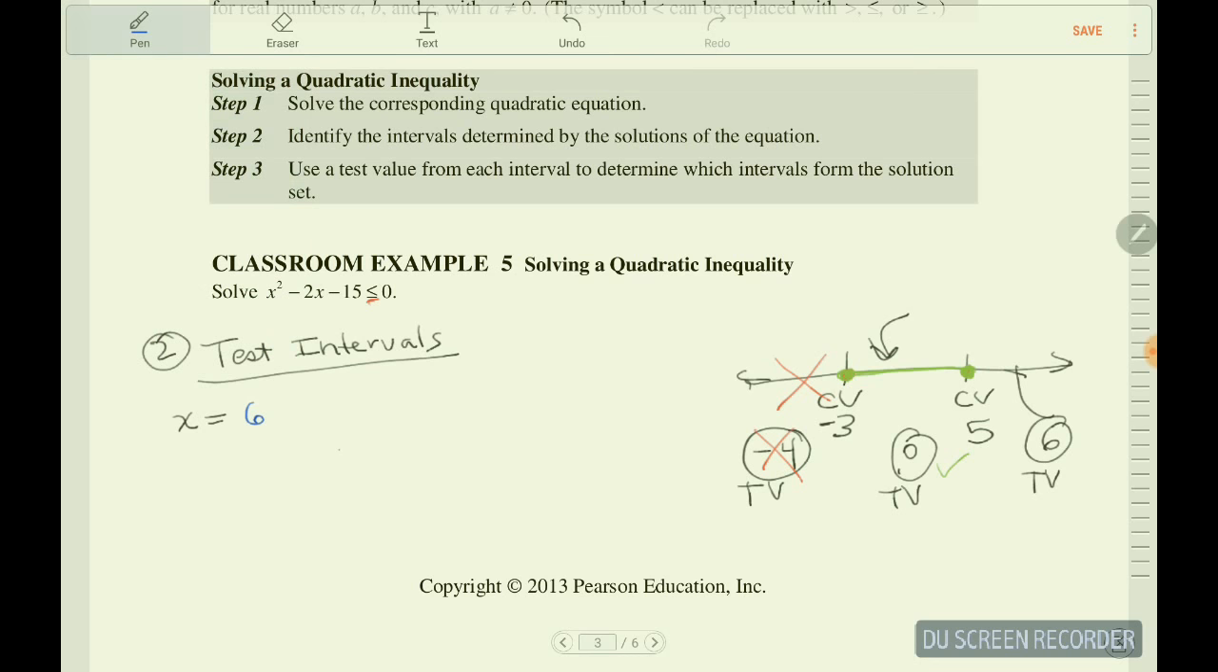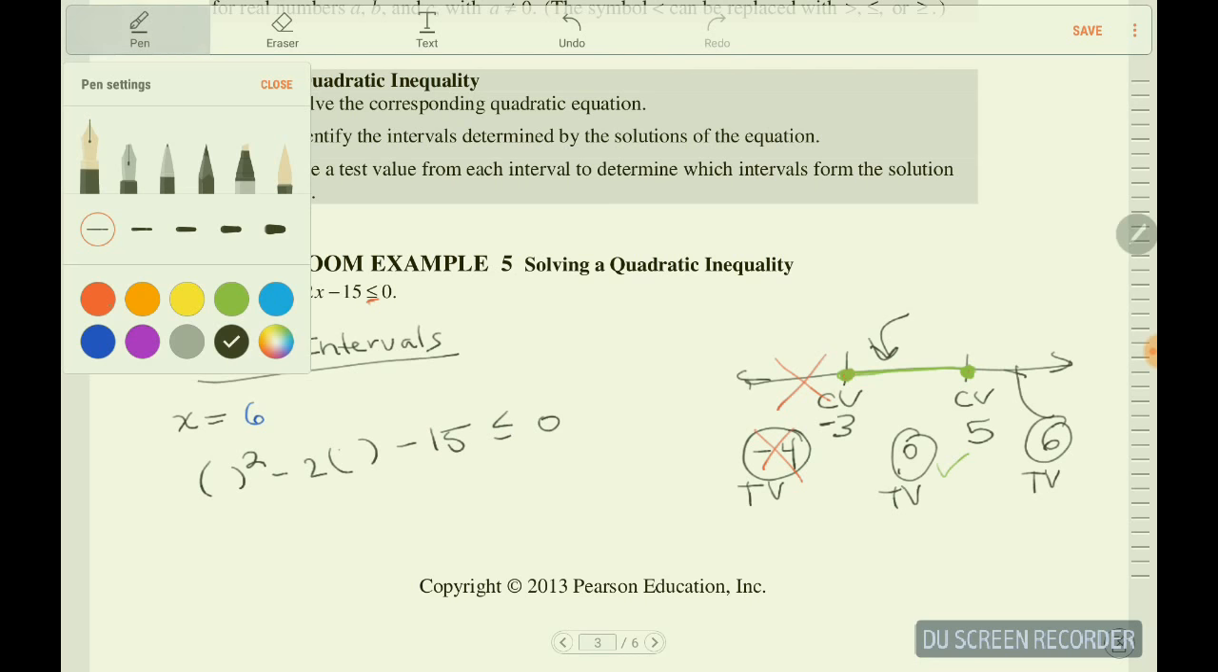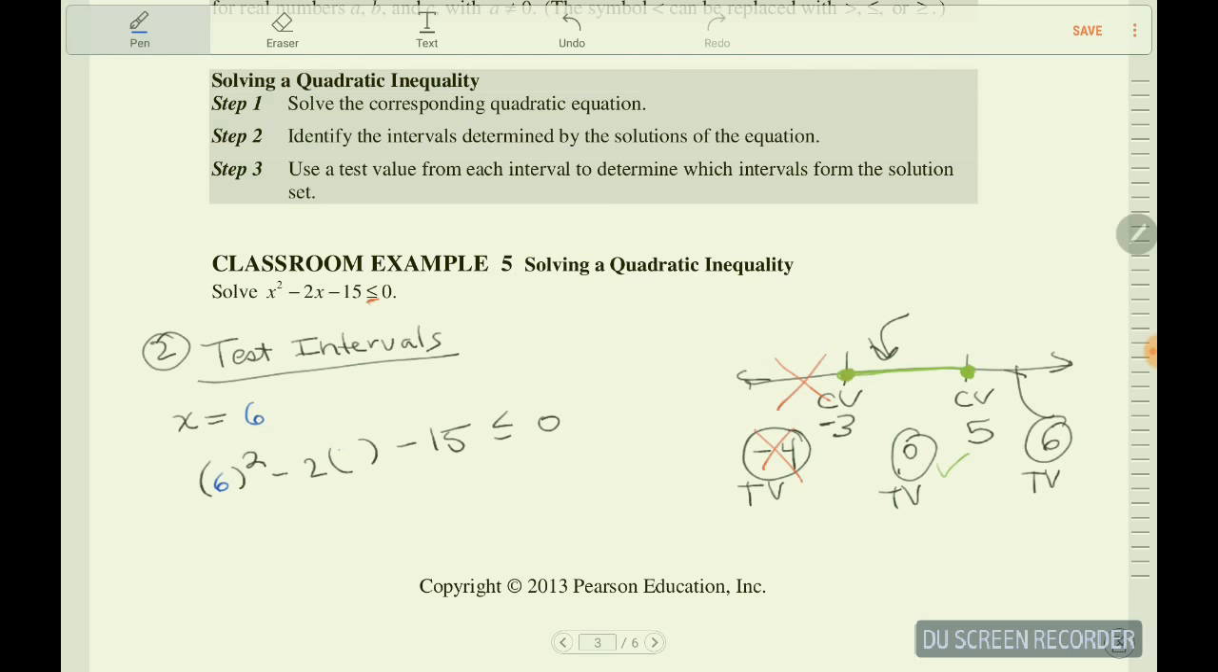Okay, so now I'm doing x squared minus 2 times x minus 15, plugging in the 6. So I'll get 36 minus 12 minus 15, which is 24 minus 15, which is 9. And 9 is not less than or equal to 0, so I have the same result as I did when I used -4. And so this whole region is a no.